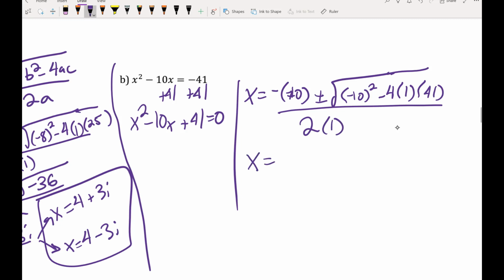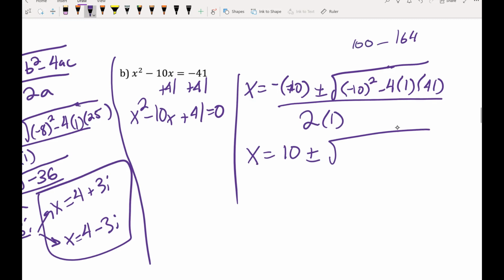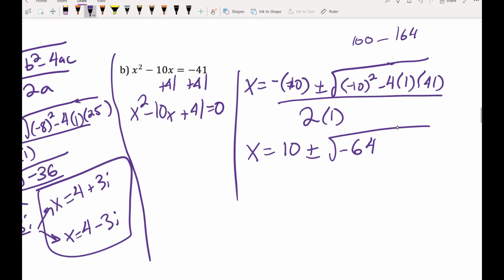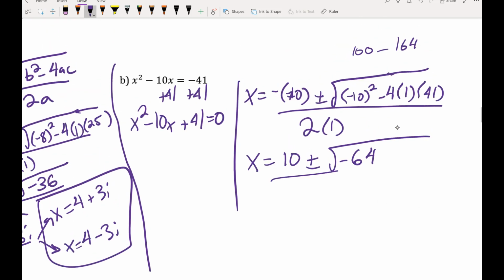x equals a negative 10 becomes positive 10, plus or minus, well, 4 times 41 is 164, so it's 100 minus 164, so I'm left with negative 64 inside the radical here, all over 2. And again, negative 64 is something I want to see there, because I know 64 is a perfect square. So I could just make that 8i, and again I'm dividing by 2.